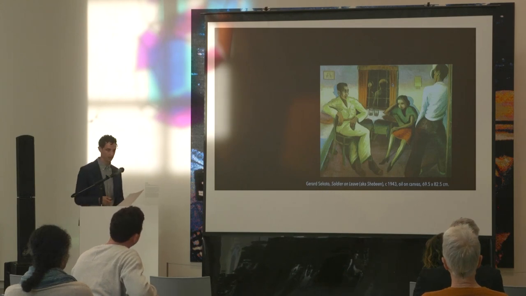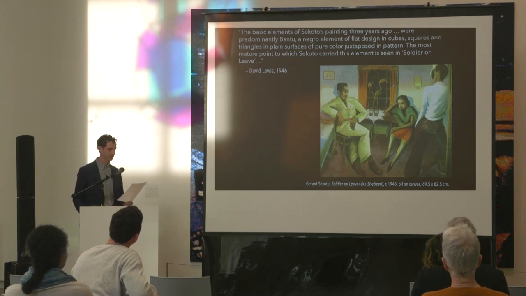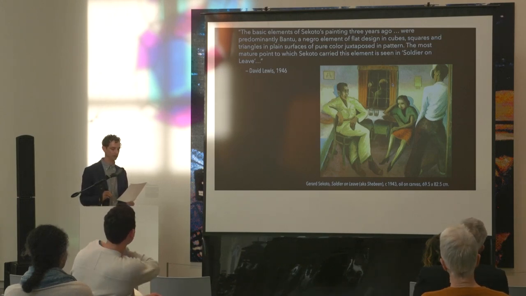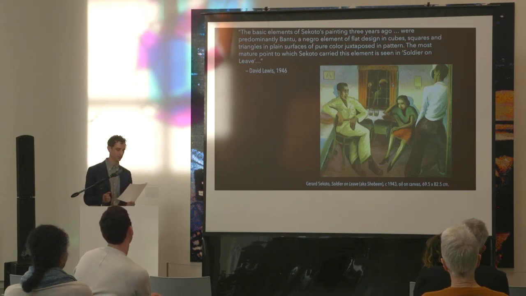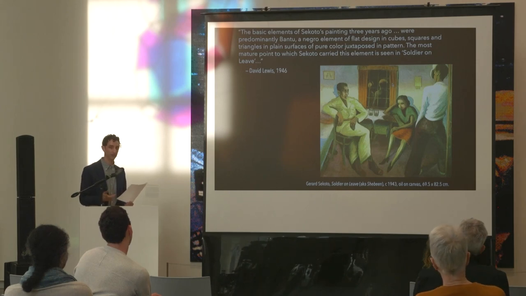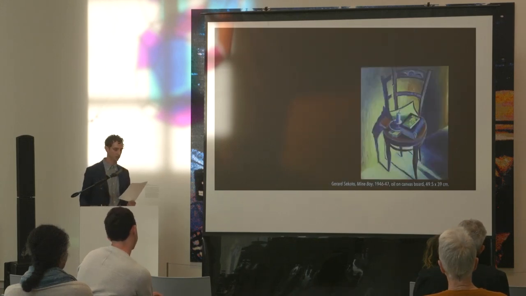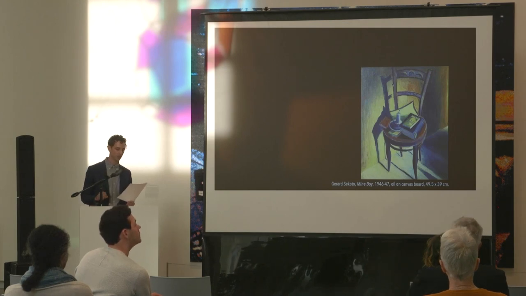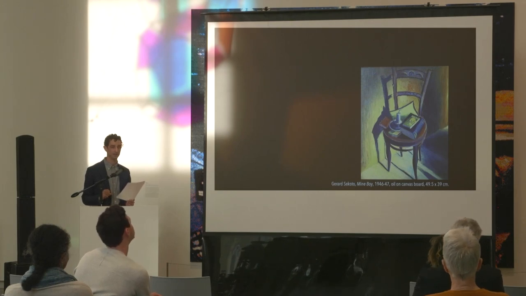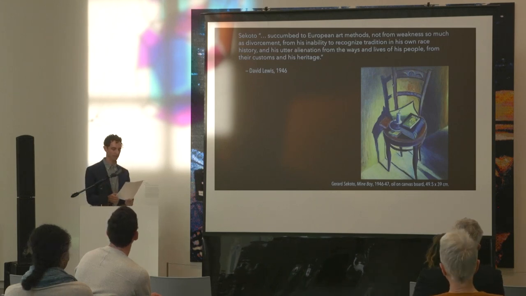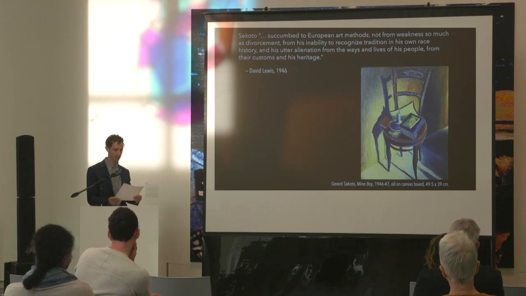For Lewis, the basic elements of Sekoto's paintings 3 years ago were predominantly Bantu. A Negro element of flat design in cubes, squares, and triangles, and plain surfaces of pure color, juxtaposed in pattern. The more mature point to which Sekoto carried this element was seen in Soldier on Leave, unquote. In an intervening period, the quality of Sekoto's work, according to Lewis, had dramatically slipped, quote, undergoing a gradual change into decline from maturity, as the artist, in Lewis's words, succumbed to European art methods, not from weakness so much as divorcement from his inability to recognize tradition in his own race history and his utter alienation from the ways and lives of his people, from their customs and his heritage, end quote.